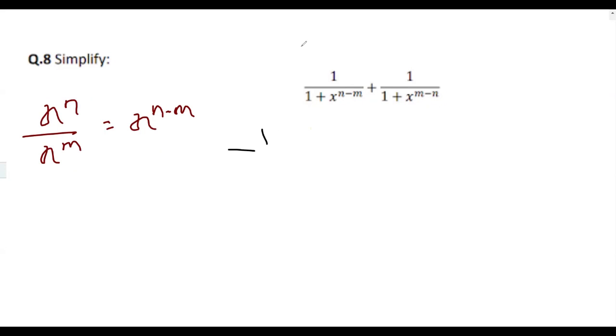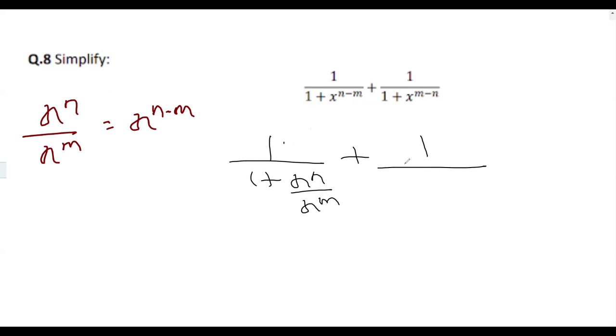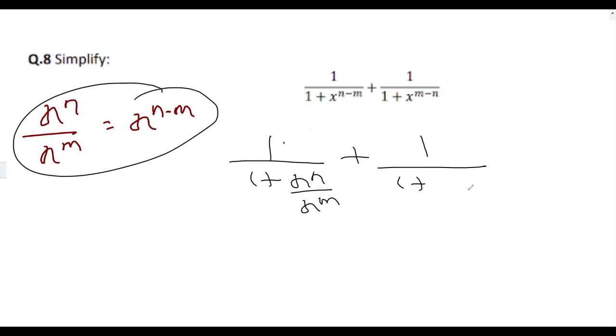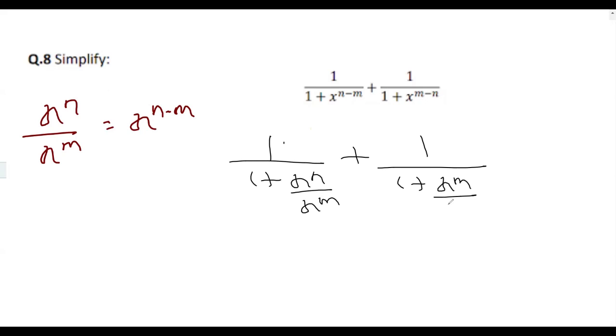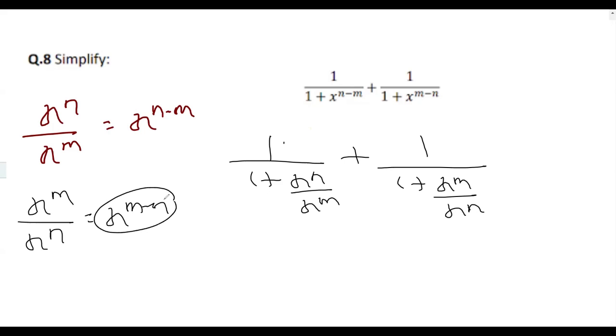So this is 1 over 1 plus, as I said, this can be written as this. So I'll be writing this as x raised to the power n over x raised to the power m plus 1 over this 1 plus this 1 over here plus the same way, applying the same property here, I can write this as x raised to the power m over x raised to the power n. This time it is just reverse of it. Let me write down. This is x raised to the power m over x raised to the power n can be written as x raised to the power m minus n. So I can write this as this. So this is what I applied.